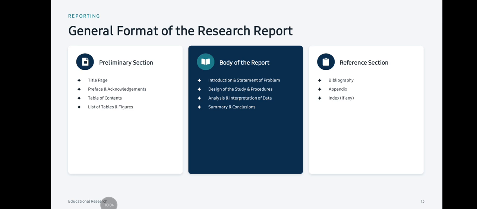Go through general format of the research report. So first is preliminary section. Title page, preface, acknowledgement, table of contents, list of tables and figures. Second is body of the report, in which it comes introduction and statement of problem, design of the study and procedures, analysis and interpretation of data, summary and conclusion. In reference section, it includes bibliography, appendix, index.